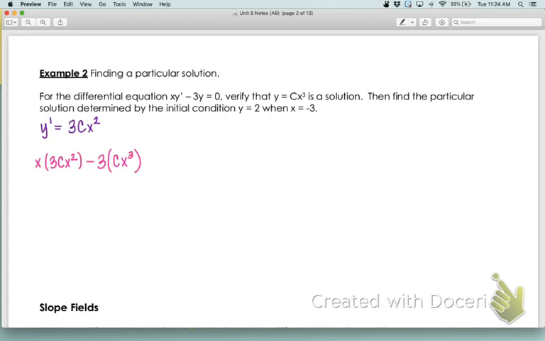So we've got it all subbed in. Now when we multiply, x times 3cx squared does give us 3cx cubed, and 3 times cx squared gives us minus 3cx cubed. So that does in fact equal 0, which means we have verified that that is in fact a solution. We end up with a true statement.